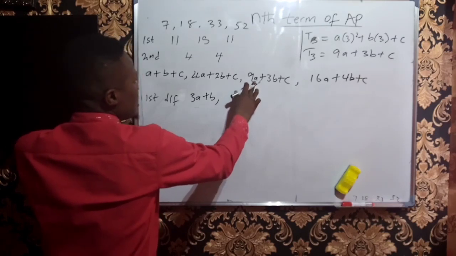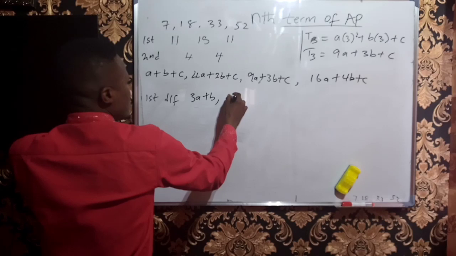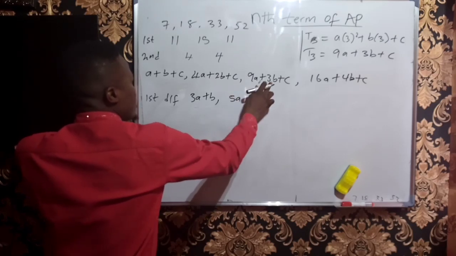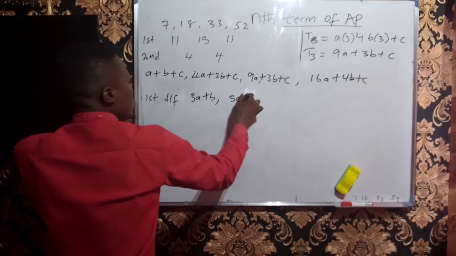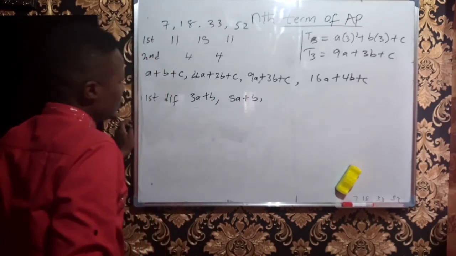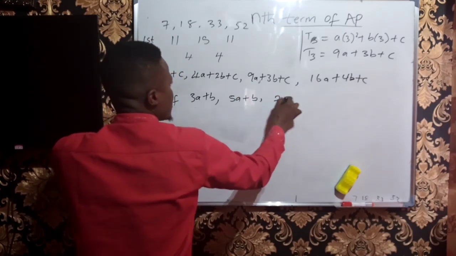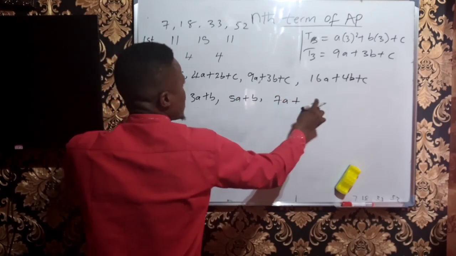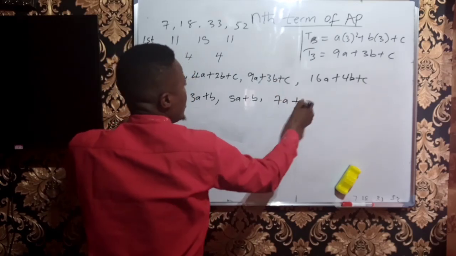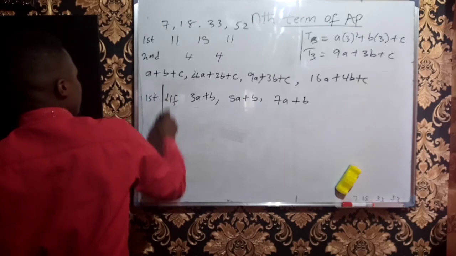The other difference, 9A minus 4A will give us 5A. 3B minus 2B will give us B. And C minus C has gone. This difference, 16A minus 9A will give us 7A, plus 4B minus 3B will give us B, and C minus C has gone. This is the first difference.